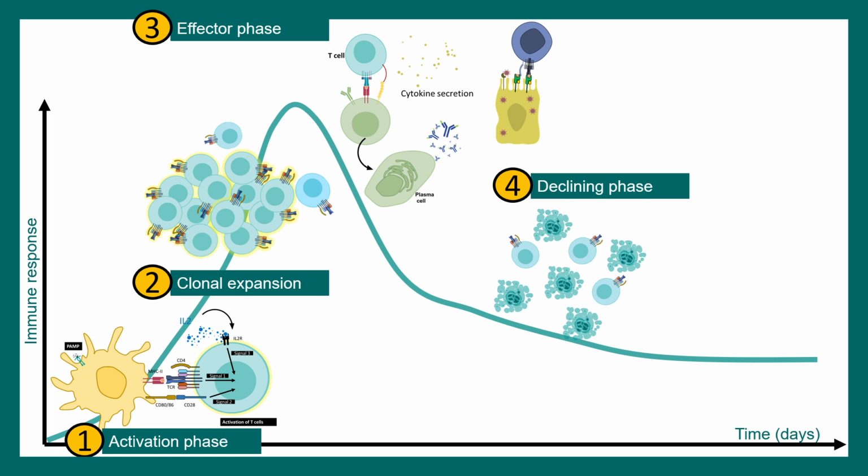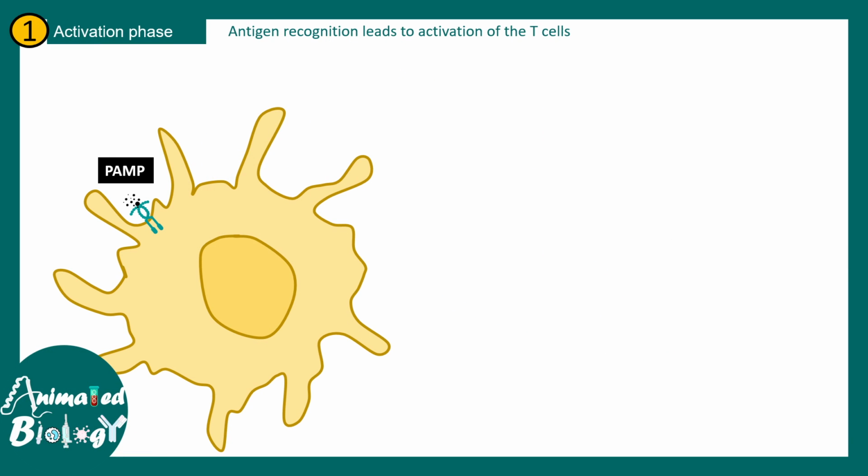The second phase is clonal expansion, the third phase is the effector response phase, and then eventually the number of T-cells would decline. So there is a decline phase, and lastly memory T cells might be generated. So it's like a memory phase. All these 5 phases would be discussed in this video step by step. So stay tuned till the end. So the first step is the activation phase.